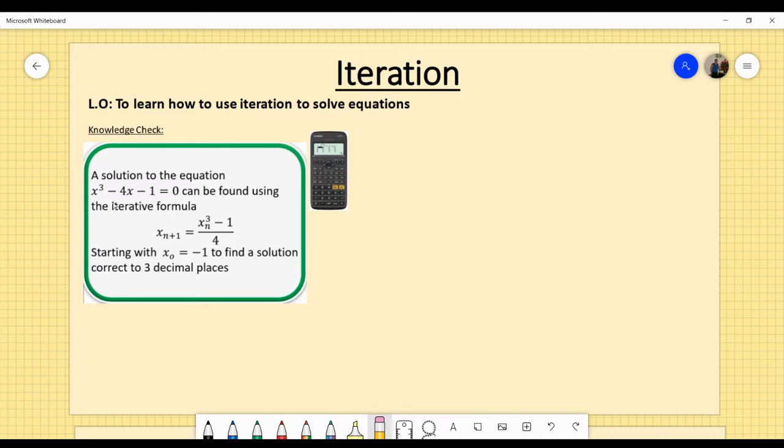Right, so we're told this was our original equation. It has an iterative formula that is given here, and our starting value is x0, which is equal to -1. So it's important that we start off with that bit. So x0 equals -1. And we're going to be substituting that in place of where the x value is. And we're asked to find a solution to 3 decimal places.